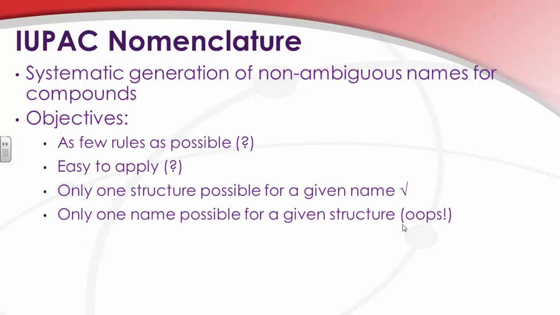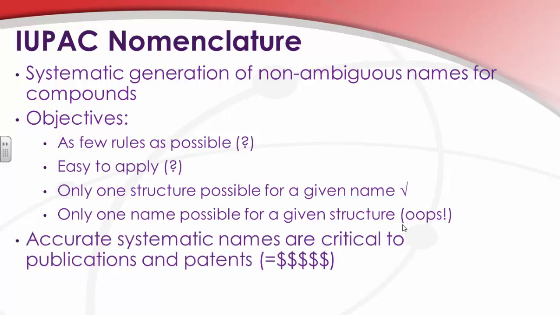Why? Because there are a lot of different accepted IUPAC conventions. So what that means is two different people using two different sets of rules can correctly name the same structure with two different names. And that's not ideal, but it's one of the things we have to live with. In any case, accurate systematic names are extremely important to publications and patents. When I say that, of course, as usual, it translates into dollars. If you get the name of the structure wrong, your patent may not be valid.